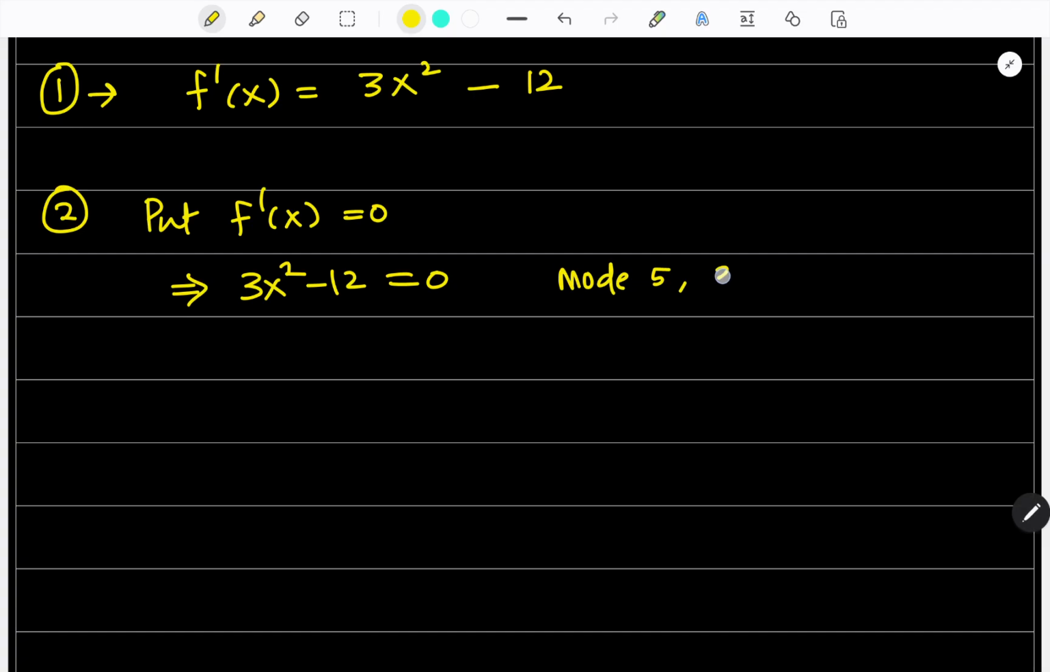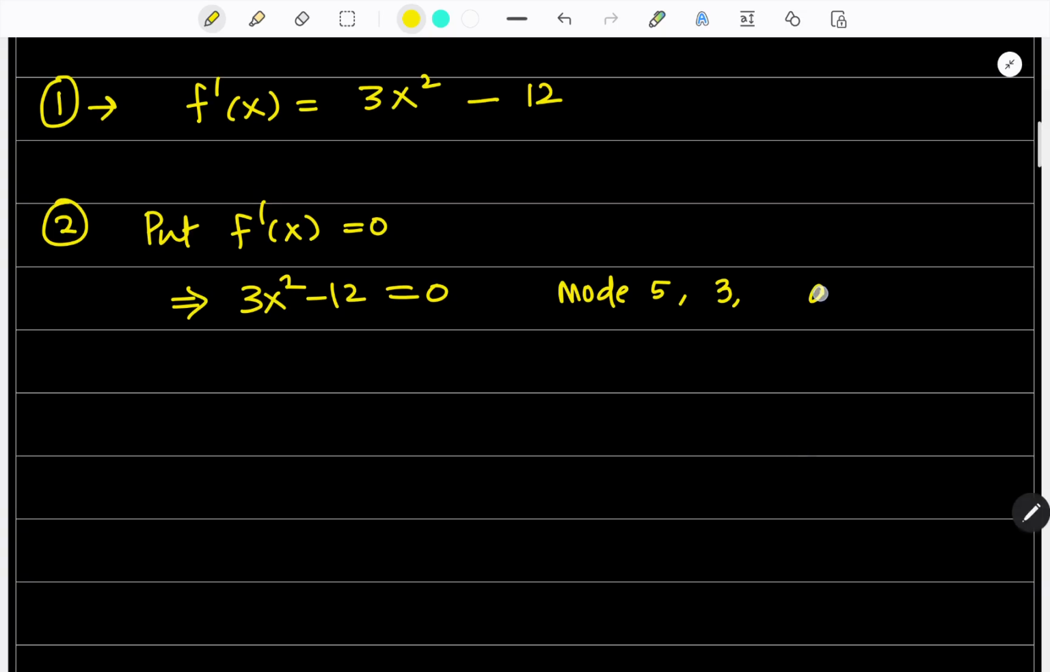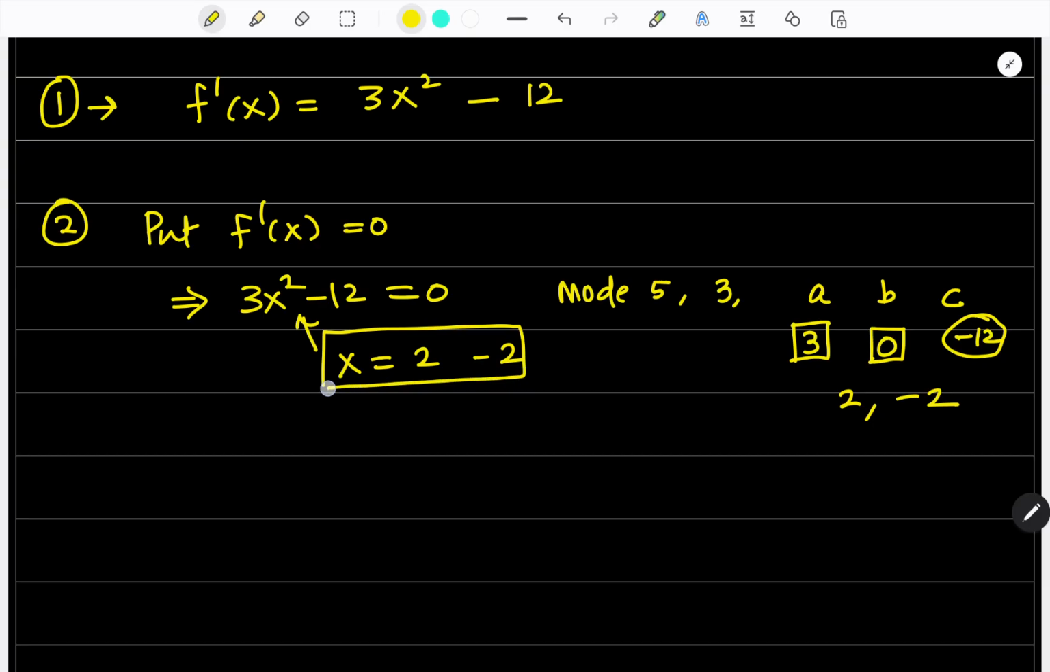So you have to go mode 5, 3. So mode 5 but then 3. So you will get A, B, C. A is 3, B is 0. Why? Because there is no x. C is minus 12. So 3, 0, minus 12. So you get the answer 2 and you get the answer minus 2. So here you are getting 2 critical values: x equals 2, x equals minus 2. Right. This is step number 2.